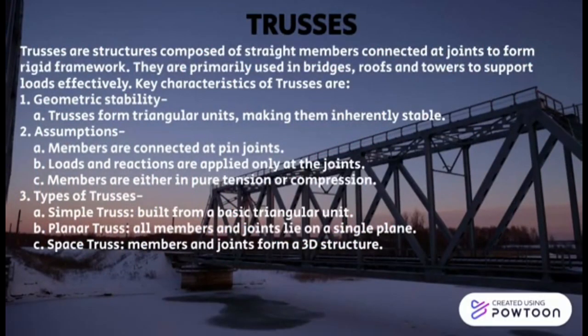Trusses. Trusses are structures composed of straight members connected at joints to form a rigid framework. They are primarily used in bridges, roofs and towers to support loads effectively. Key characteristics of trusses are geometric stability. Trusses form triangular units, making them inherently stable.